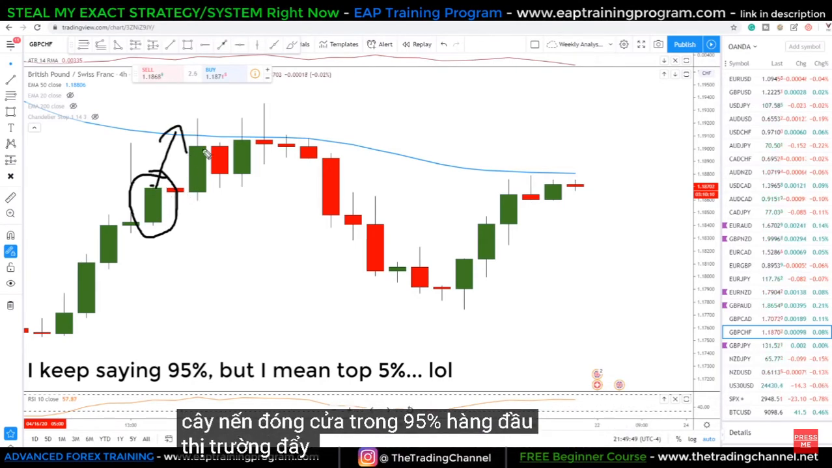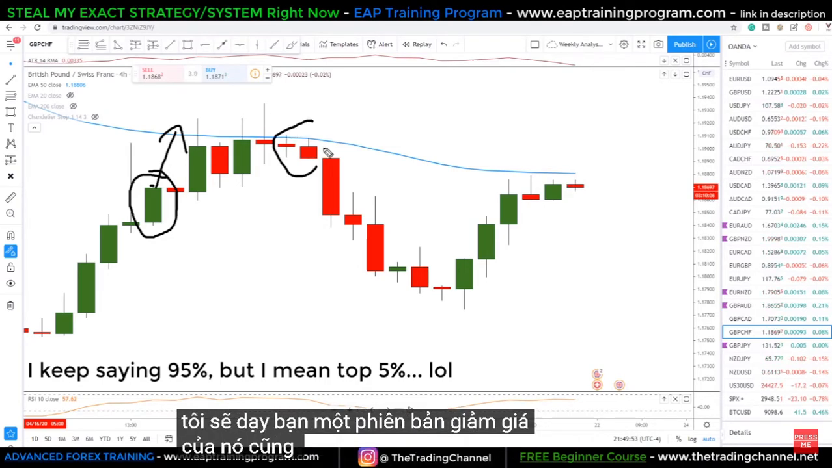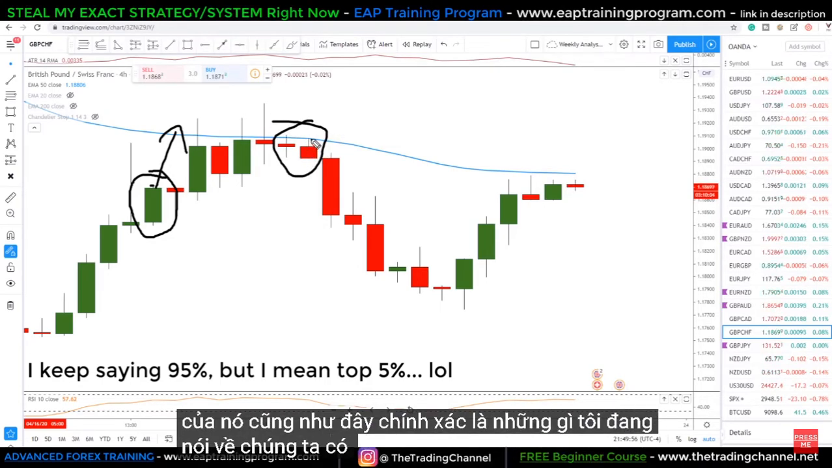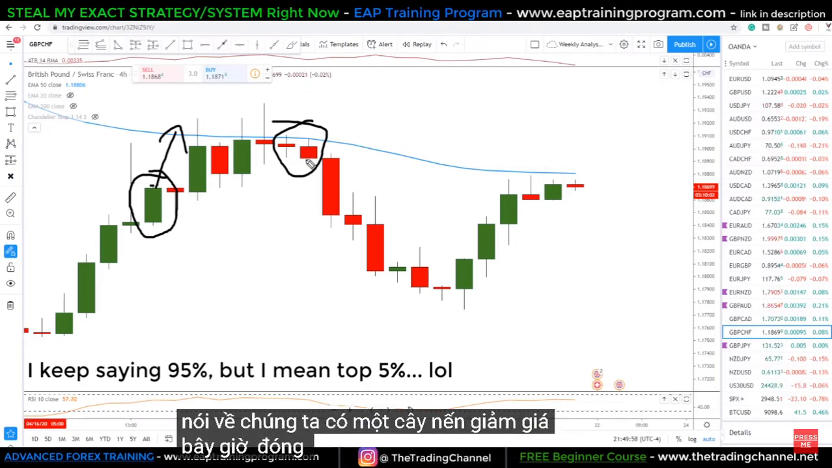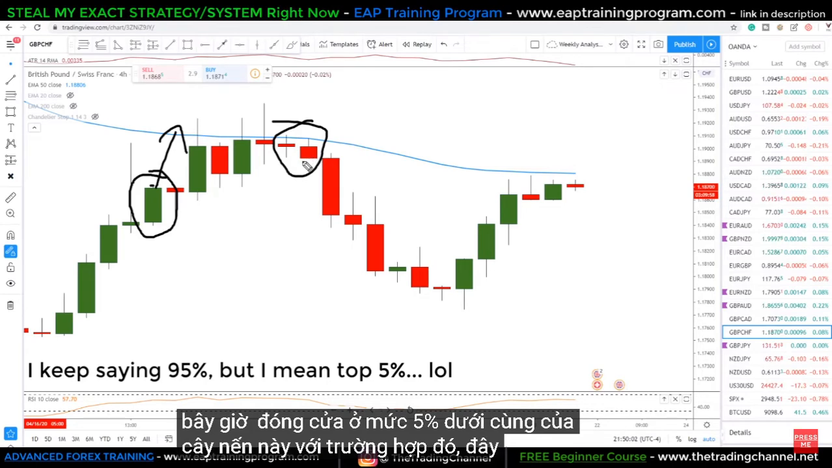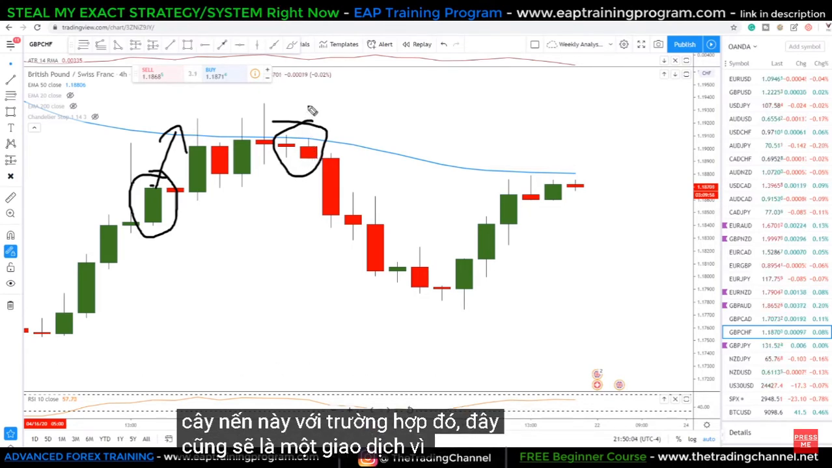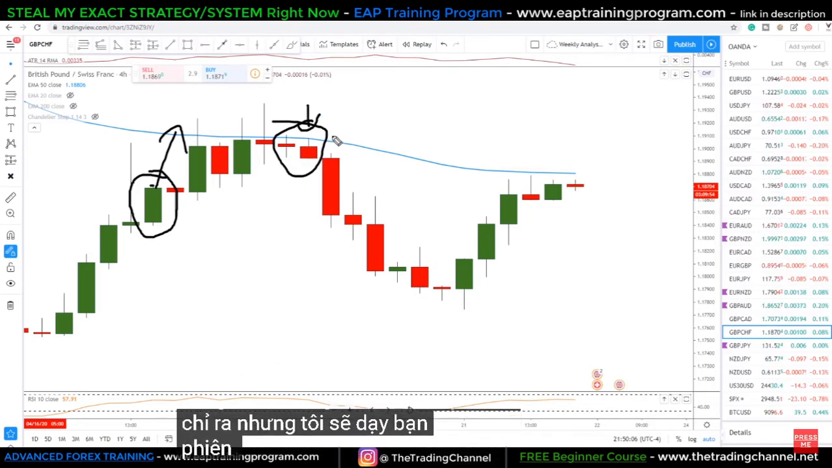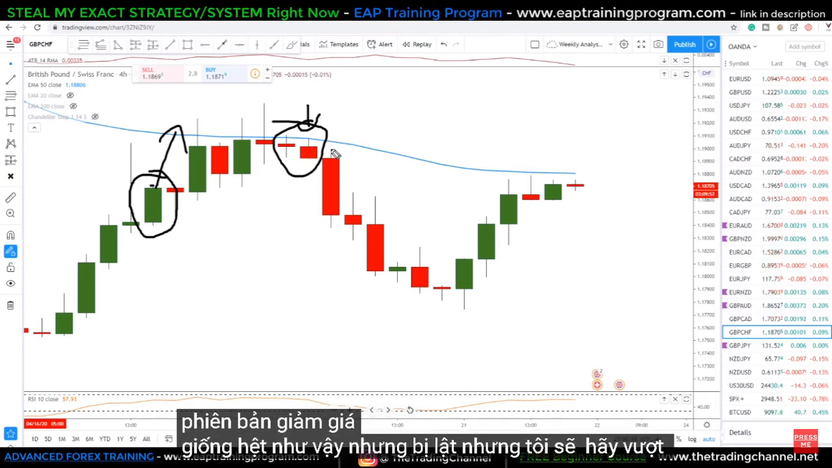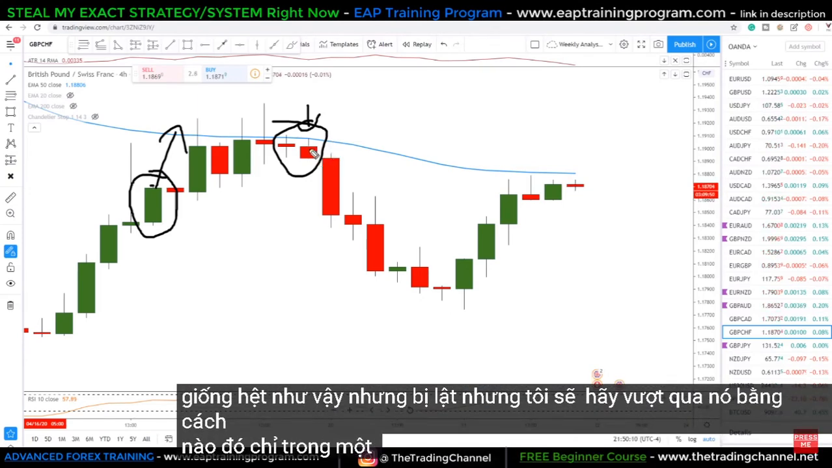The market pushes higher. And by the way, I'm going to teach you a bearish version of this as well. This is exactly what I'm talking about. We have a bearish candle now that closes in the bottom 5% of this candle. With that being the case, this would also be a trade. So I'm going to point it out, but I'm going to teach you the bearish version, which is exactly the same but flipped, but I'll go over it anyway in just a second.